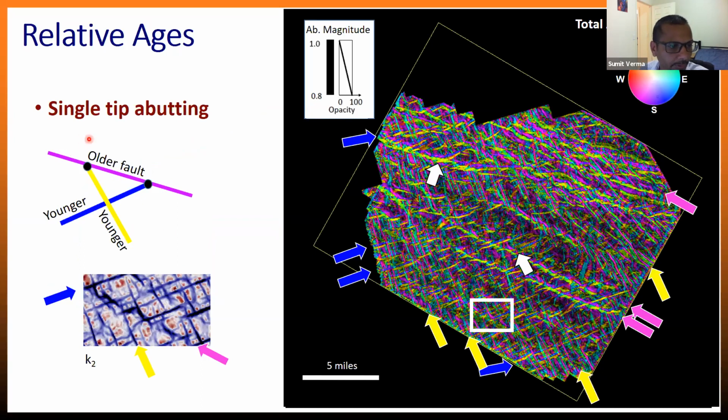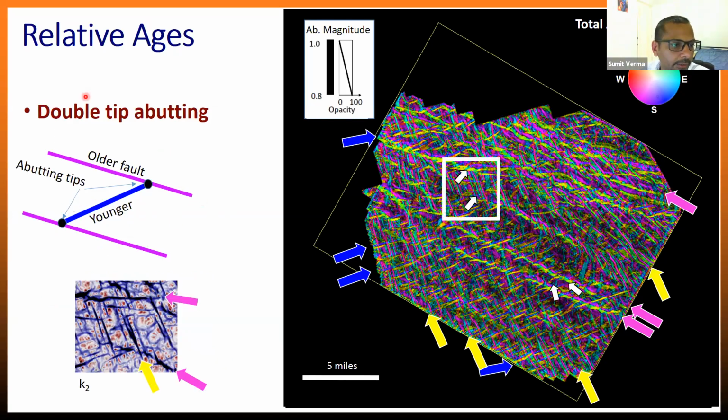Further on, there is another principle called single tip abutting. When there is an older fault, the younger fault might terminate against this older fault and not continue further. We can see that in different places, with a fault going there and just stopping, not continuing. For example, this one coming from here stops, this fault going from here stops, and this fault coming here stops. So the yellow and blue faults are stopping against this fault, so these two are younger. Okay, and double tip abutting is a very similar concept to single tip abutting.